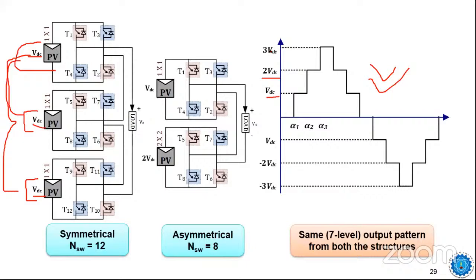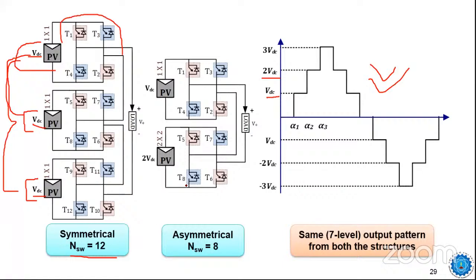So your output is 3 times the input source VDC, but that is by connecting 12 switches, because you have connected 3 H-bridges. So the total number of switches is 12, and the total number of sources you need is 3. Three PV panels you need.